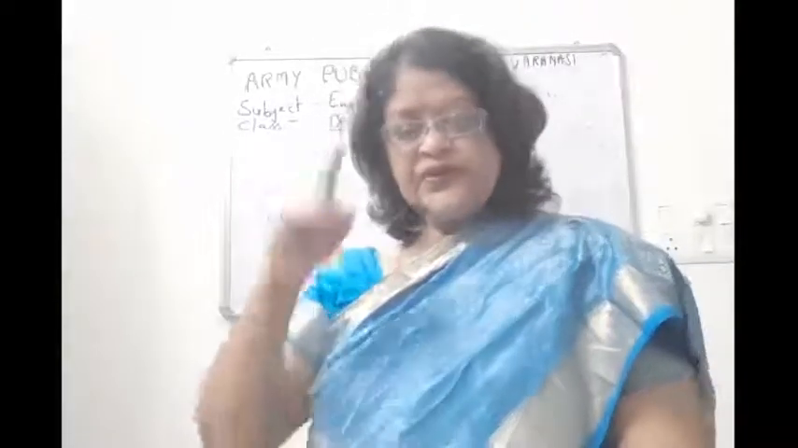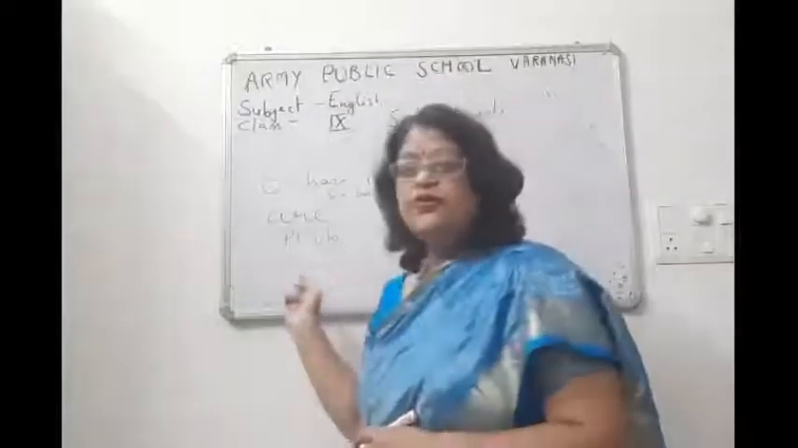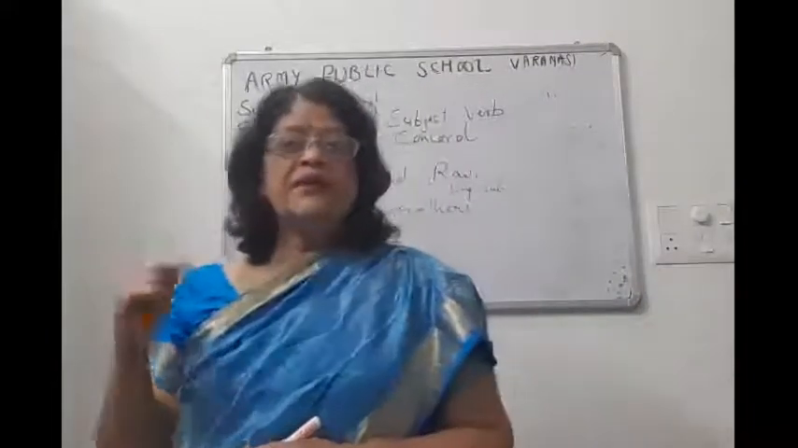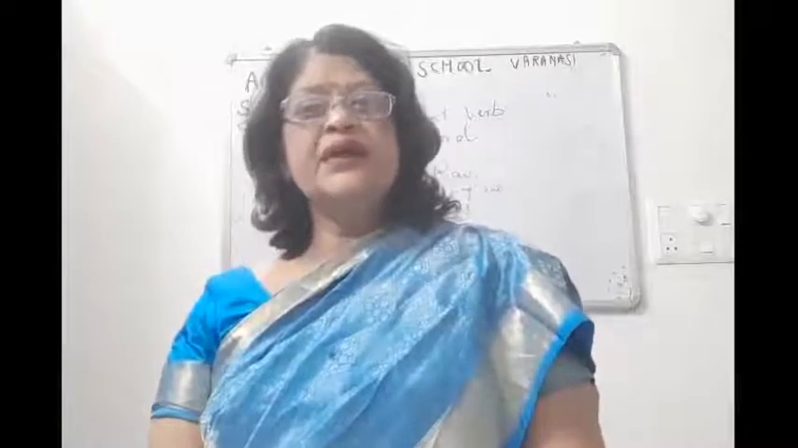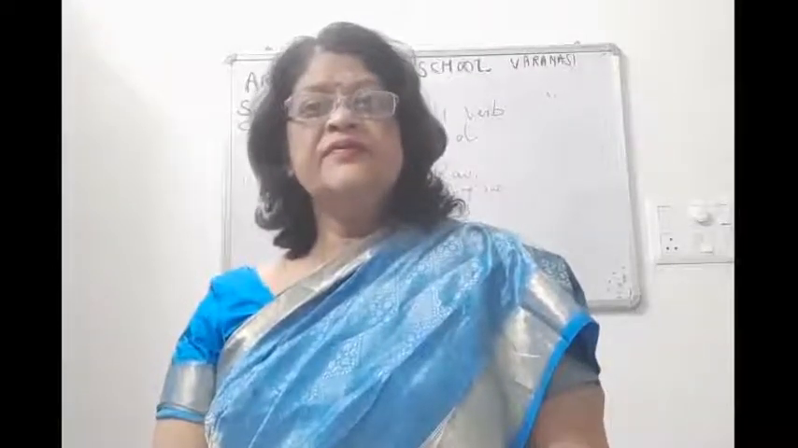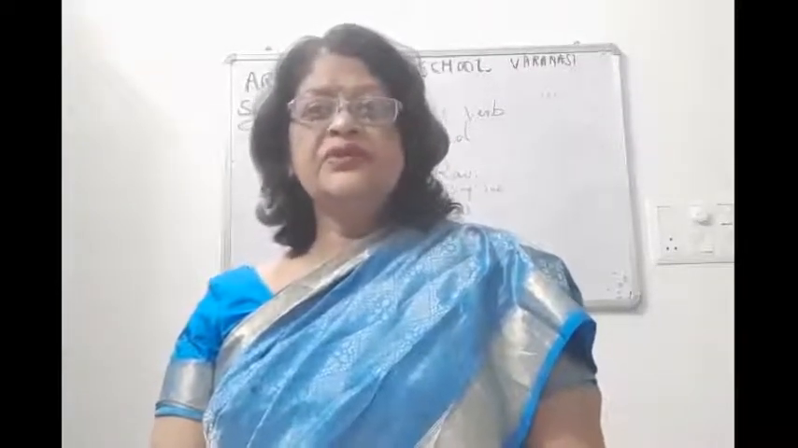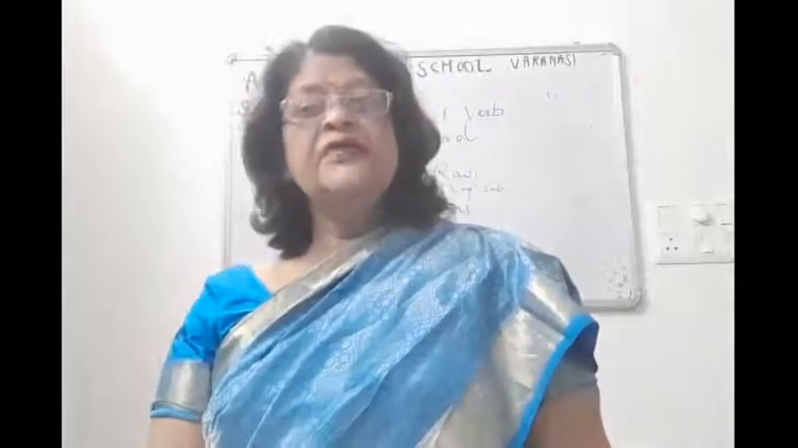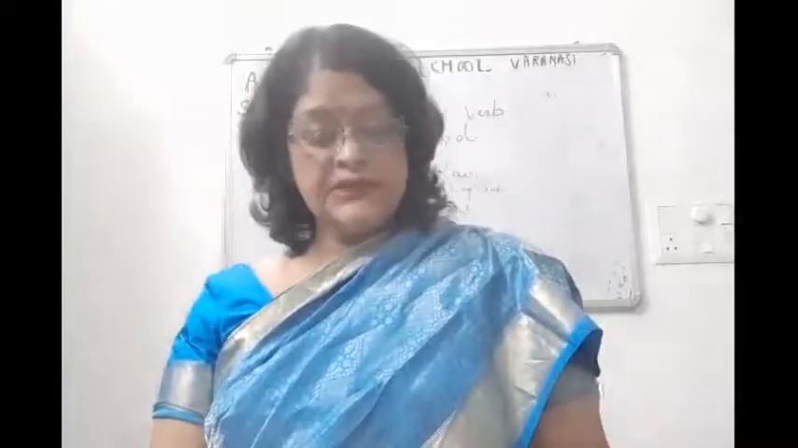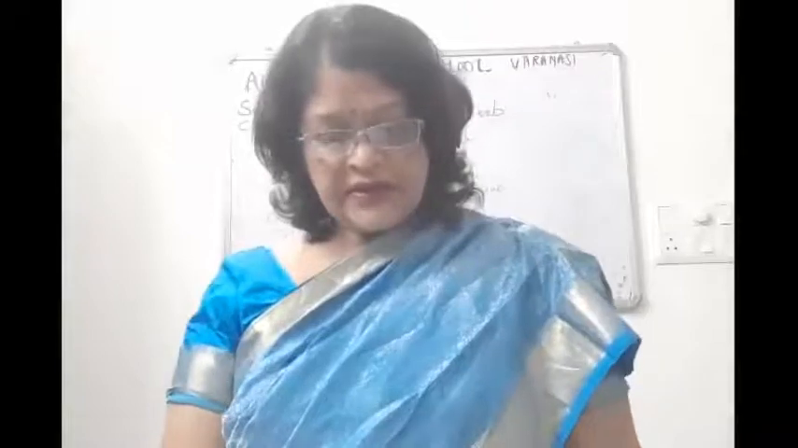Okay, so this was point number 2. What was point number 1? Point number 1 is that with singular subjects we should have a singular verb, and with a plural subject we should have a plural verb. Now point number 2 is that when two or more singular subjects are connected by and, the verb should be in plural.